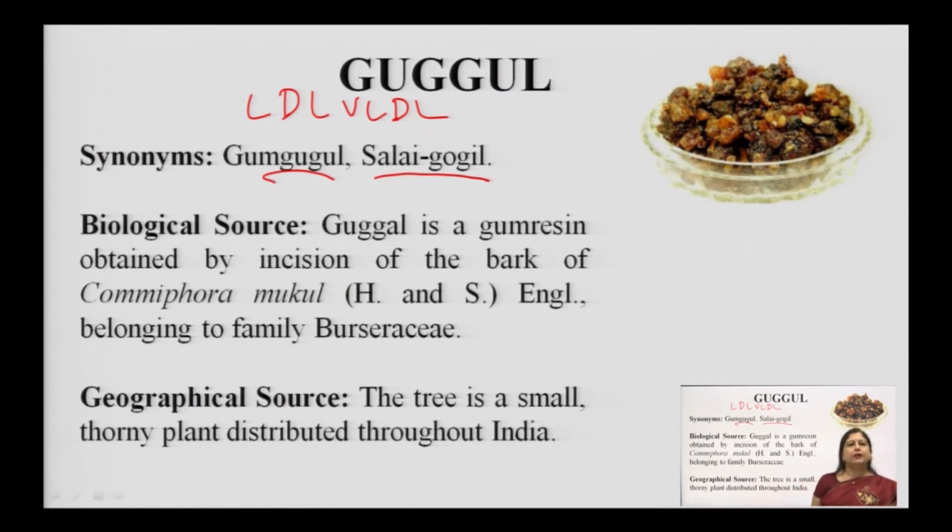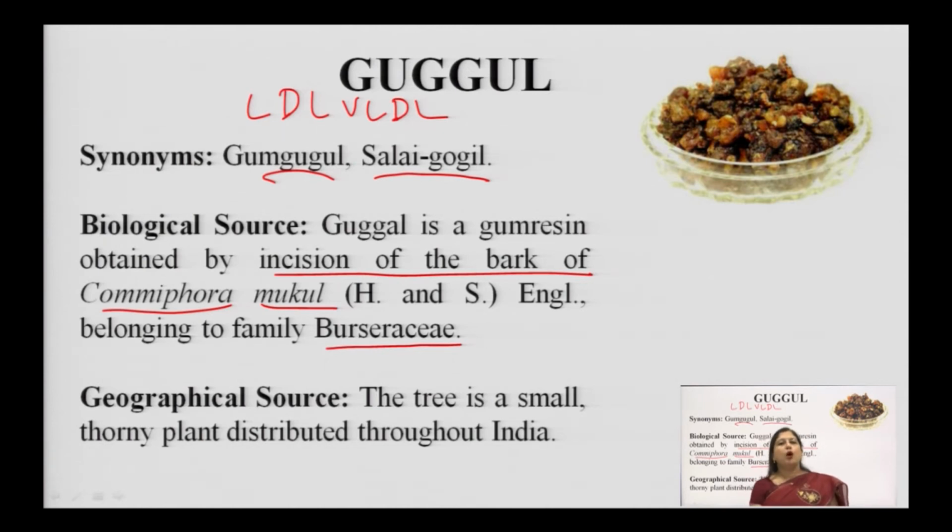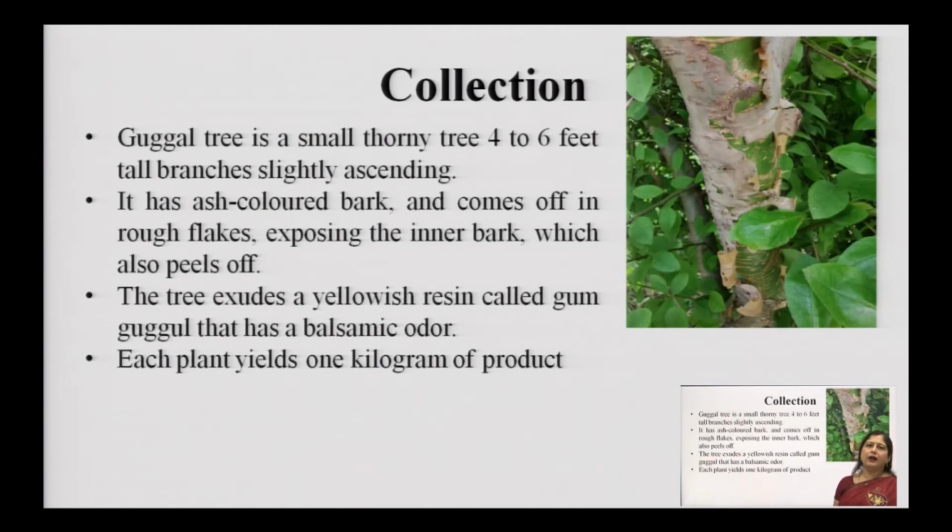And it is basically a gum resin which is obtained by incision of the bark of Commiphora mukul belonging to the family Burseraceae. So, what is the biological name? Commiphora mukul belonging to the family Burseraceae. In the bark, if a cut is made, this resin comes out. And the geographical source is that the tree is a small thorny plant distributed throughout India. So, we find it in India very commonly and it is also very useful.